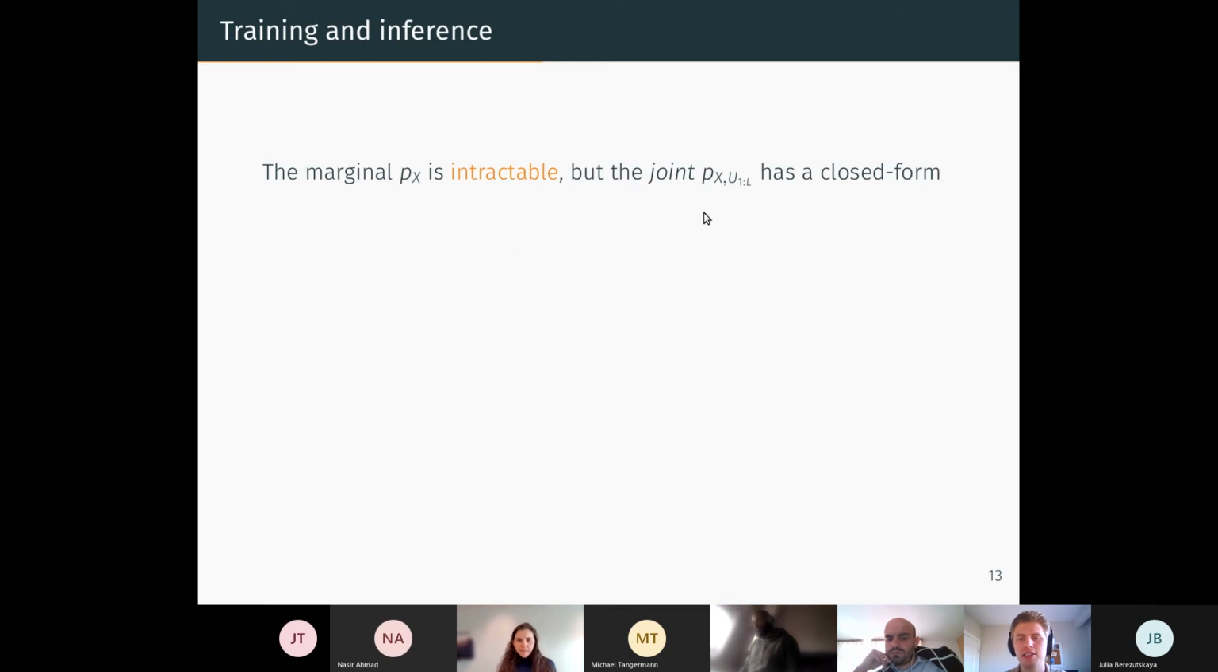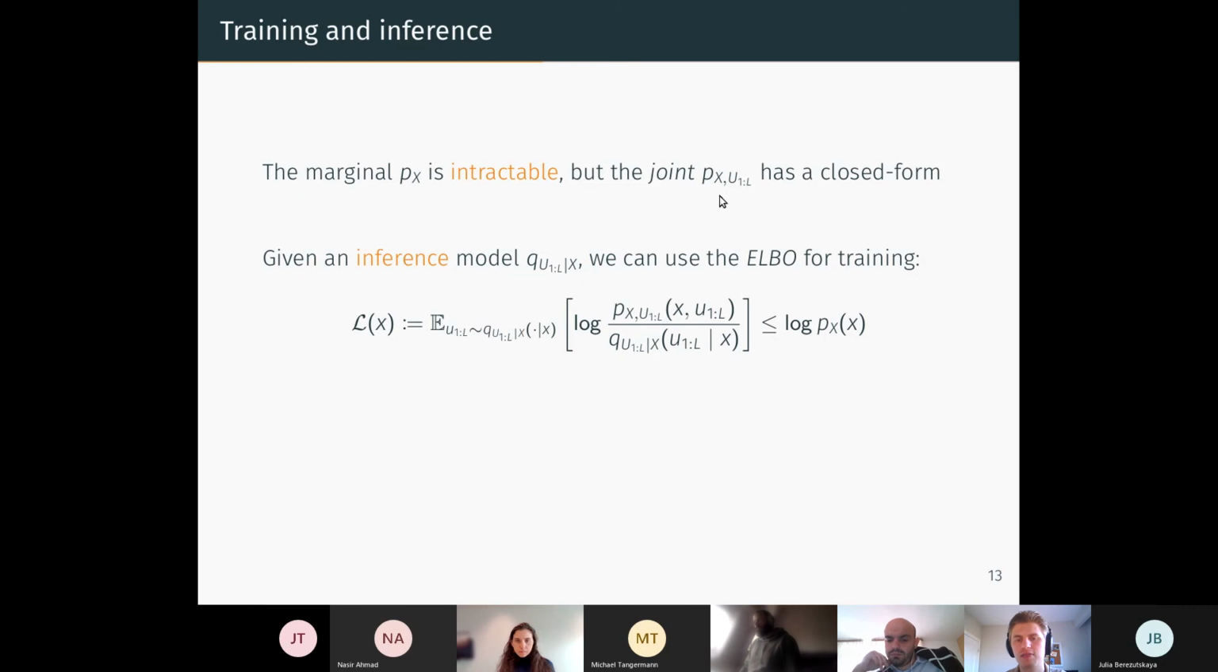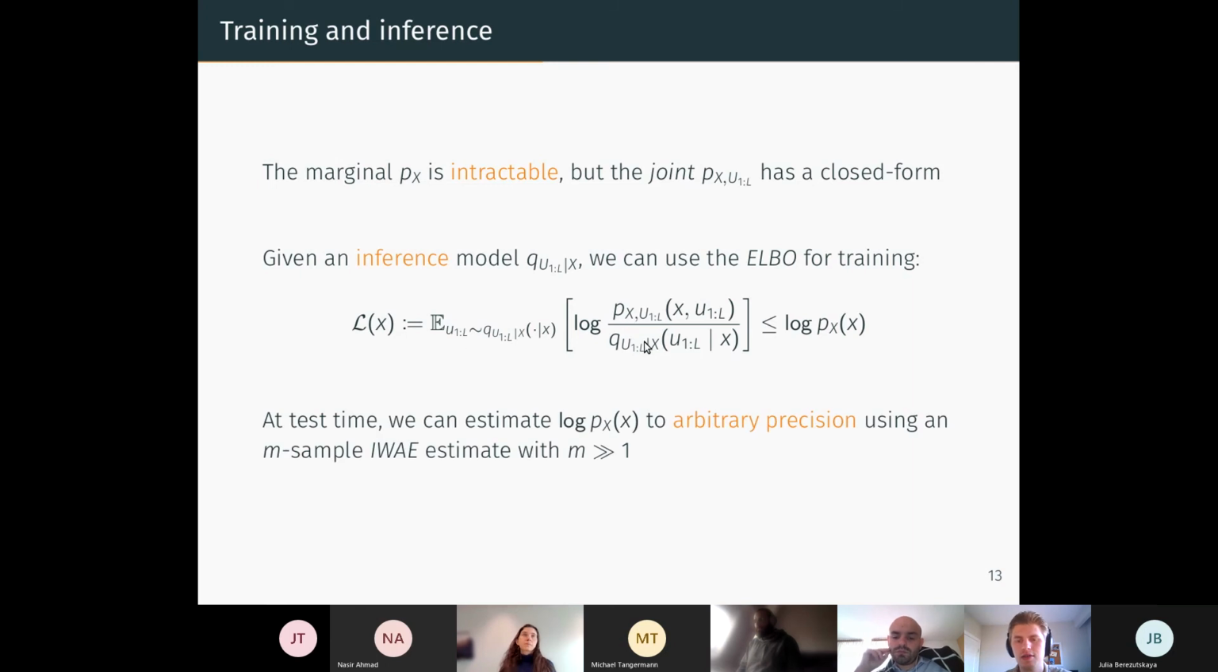So since our joint is intractable and we want to actually maximize marginal likelihood, we have to integrate out the U variables. So if we're given an inference model QU given X, we can use the ELBO now to train the model, and the ELBO is given here. And the ELBO is a lower bound on the marginal likelihood, as we know. And an important point of the ELBO is that the better your inference model is, then the less bias you'll have in this lower bound, or the less slackness you'll have. So you want to have a well-structured inference model to be able to train this model well.